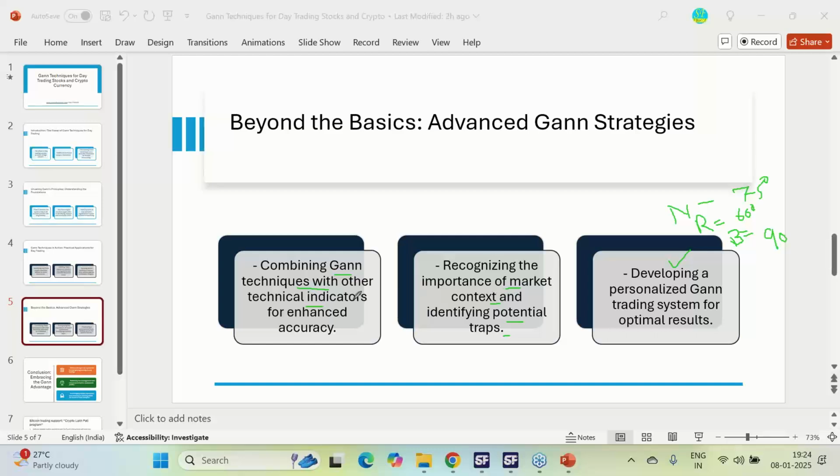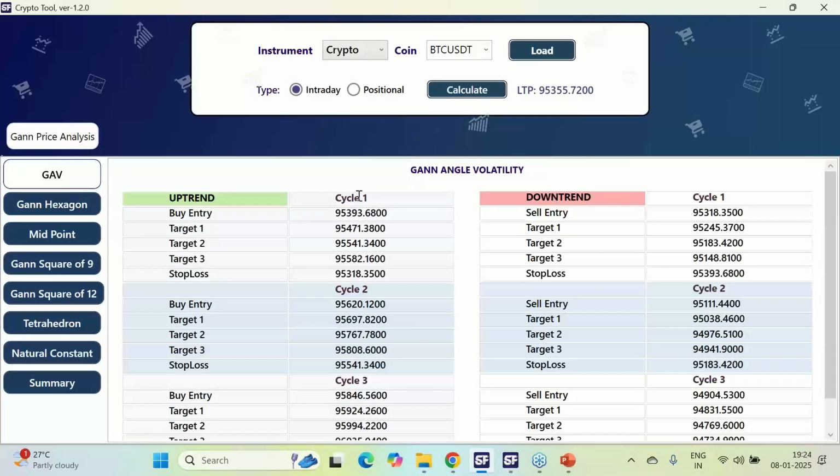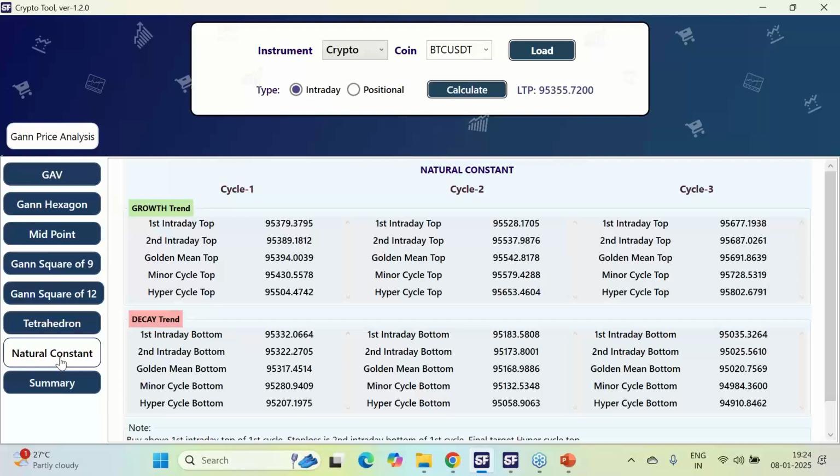Now it comes here, something we have to mix and make into a Gann strategy. So what are the things Smart Finance has mixed? That is very important. Whether we have mixed anything into this Gann's method? Yes, we have mixed volatility. We have mixed volatility with the Gann angle and made a method. We have taken the natural constant method, and here also we have mixed volatility. Square of 9 also we have mixed volatility, square of 12 we have mixed volatility. So we have mixed the volatility into all these Gann methods.